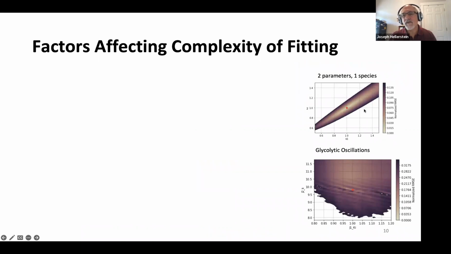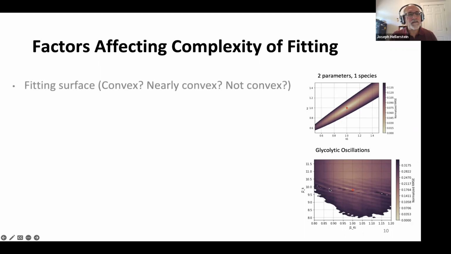So I showed you these two examples. This one, gee, if you can find it, that's great. Chances are it's not going to happen. This is probably a lot more common. So on this more common case, what are your concerns? What are the things that are going to make it difficult for you to do parameter fitting?